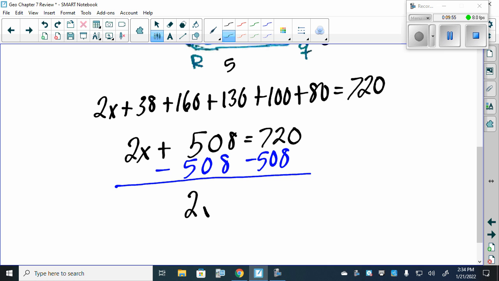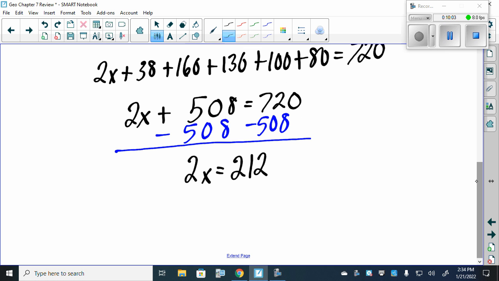So it tells us that 2x is equal to 212. And lastly, we would need to divide both sides by 2, telling us that x is equal to 106.